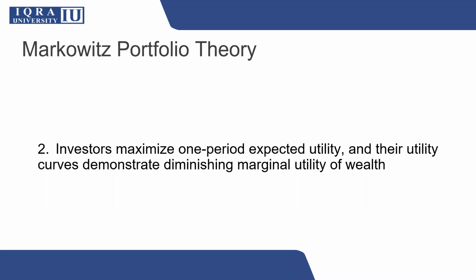Under Markowitz portfolio model, investor maximizes one period return that may be taken as 1 year, and wealth will increase based on the assumption of diminishing marginal utility.